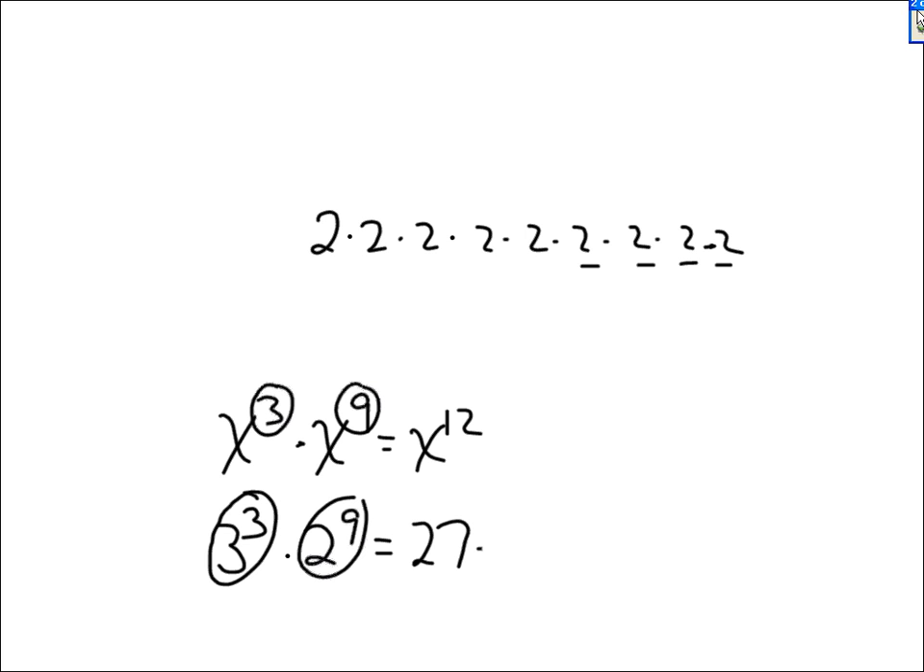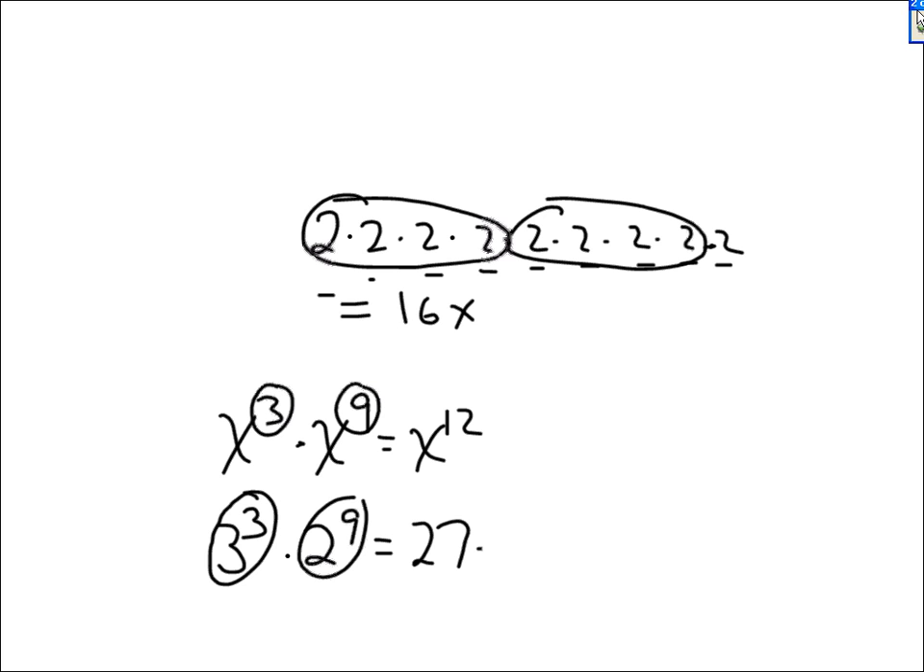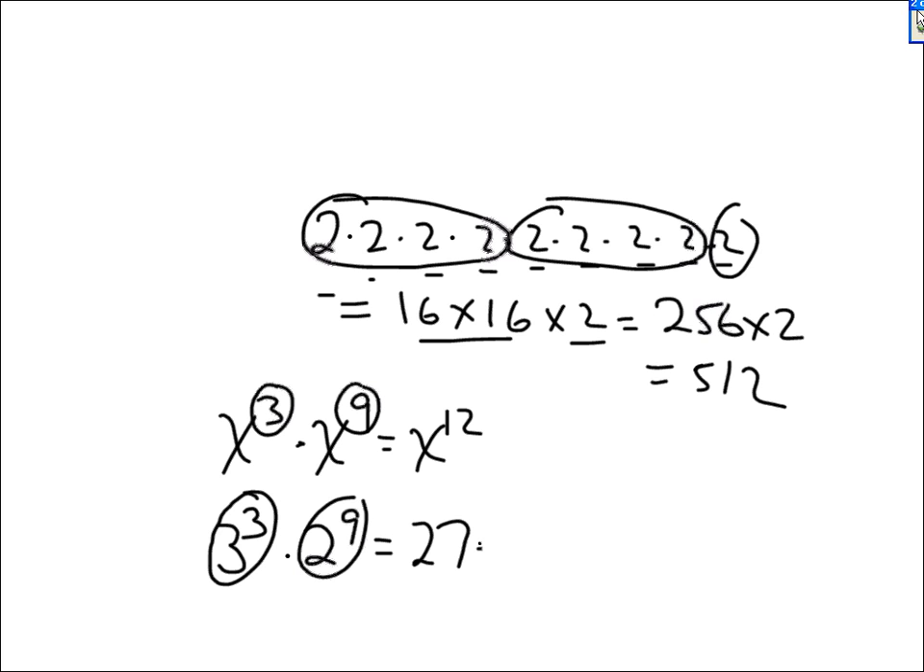1, 2, 3, 4, 5, 6, 7, 8, 9. Well, this is 16, and this is 16. 16 times 16 times the last 2. 16 times 16, I'm pretty sure, is 256. Times 2 is 512. So now I have to multiply 27 by 512. Actually, you do. That's too hard for me. It was much easier to do this problem.